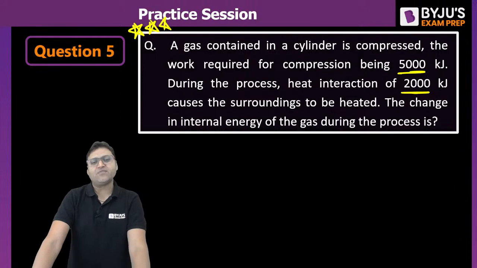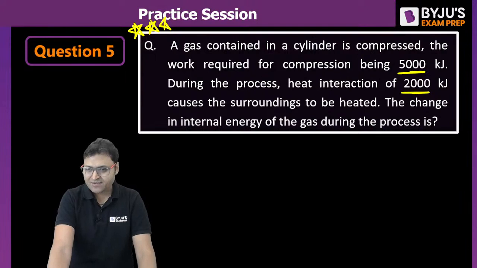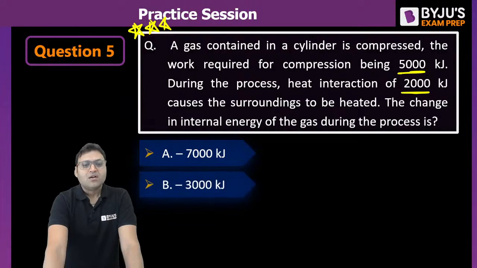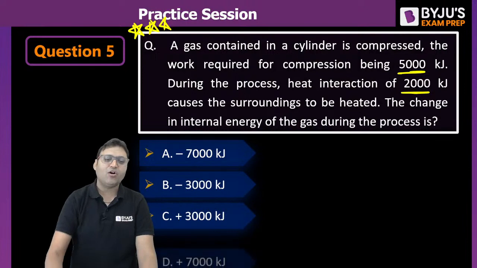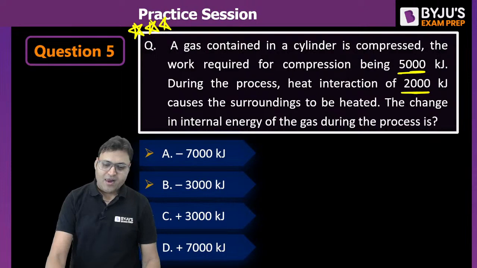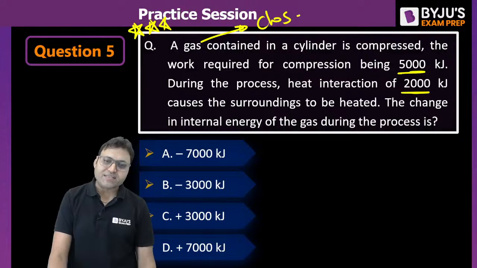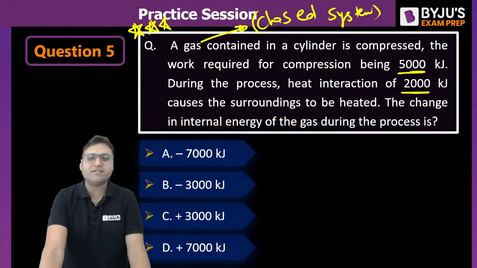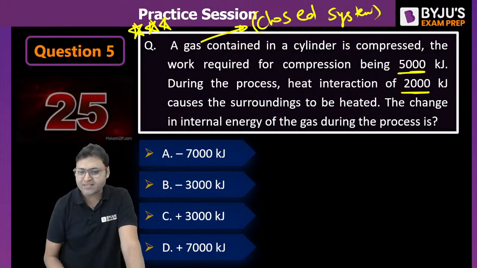The change in internal energy of the gas during the process is, it is a thermodynamic process, not a cycle. And your options are minus 7000 kilojoule. Option B says minus 3000 kilojoule. Option C is plus 3000 and option D says plus 7000 kilojoule. Right? It is a closed system undergoing a process. It is a closed system because there is no mass transfer taking place across the system boundary. We need to find out the change in internal energy during this process.